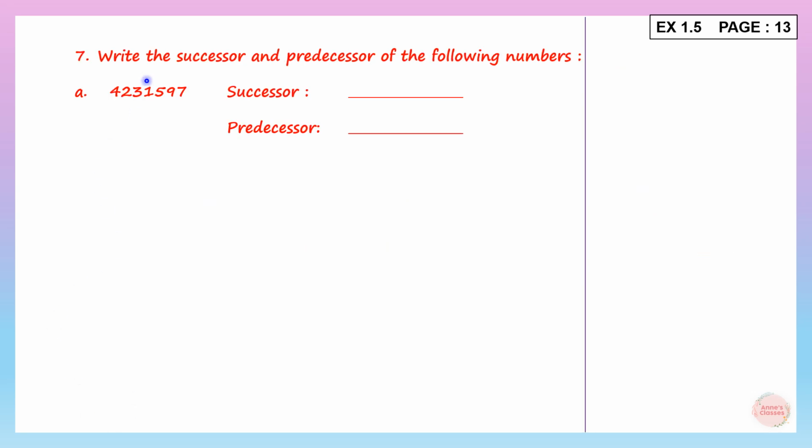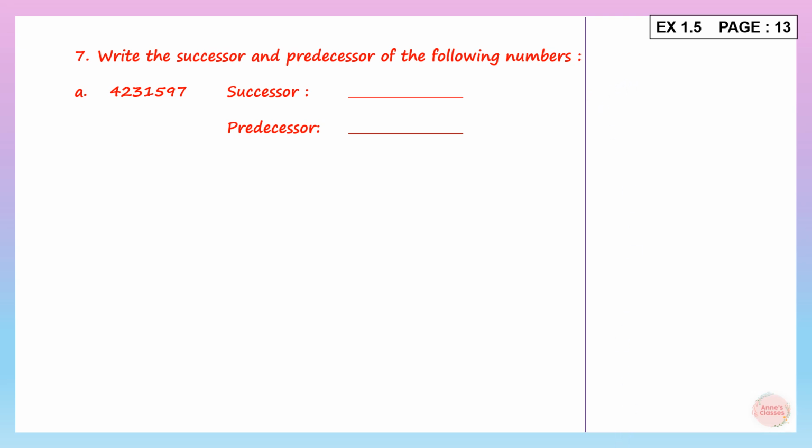Question 7. Write the successor and predecessor of the following numbers. So we have a number here. Successor means you add 1 to this number. Predecessor means you subtract one from this. So let's take down this number and write it down here and add 1 to it and see what we get.